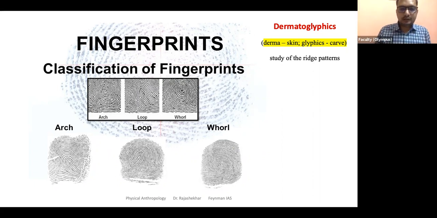So what do they study here? They study the ridge patterns, the patterns that we have on, of course, fingers, toes, and palms, but most commonly we use the ridge patterns that we find on fingers.